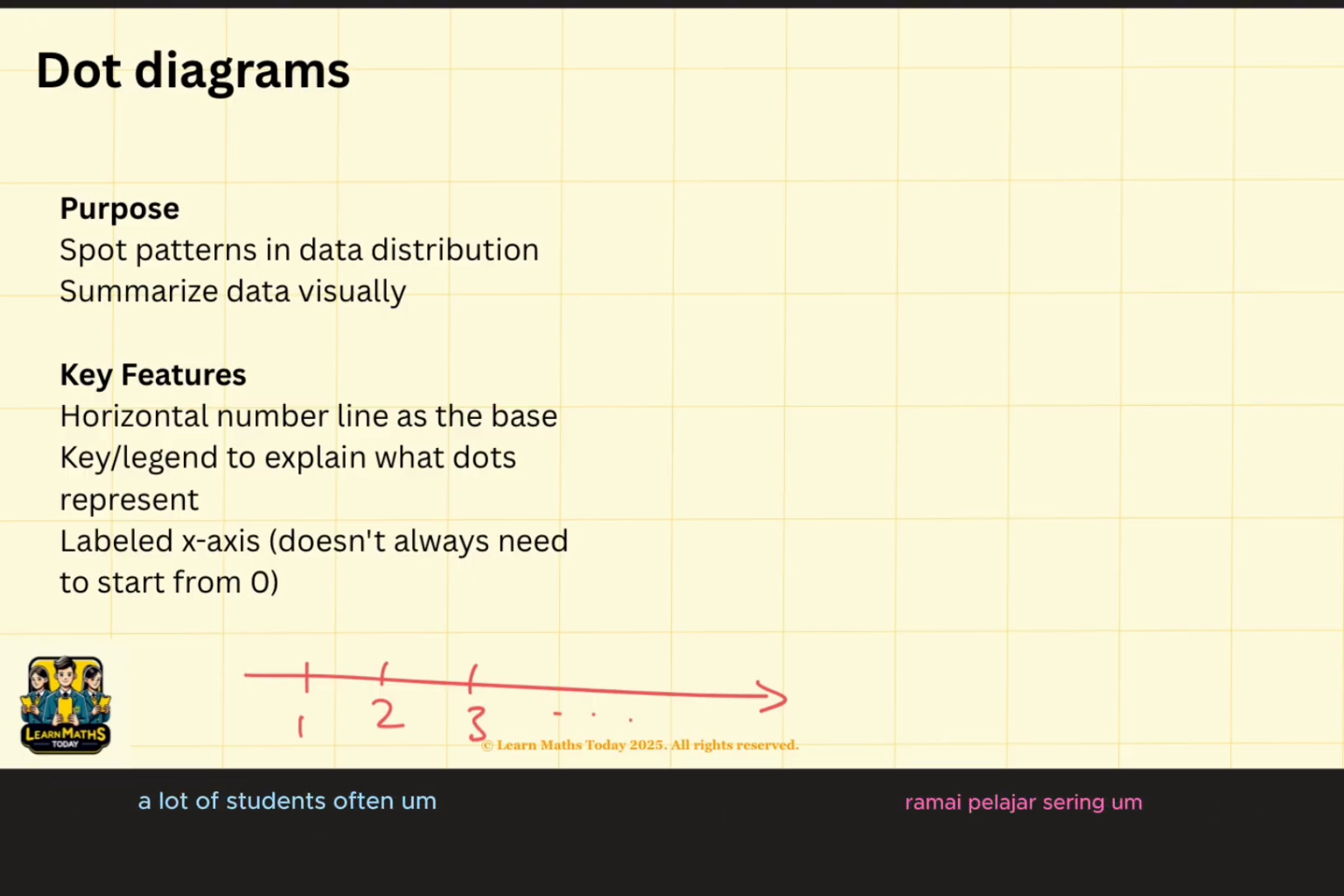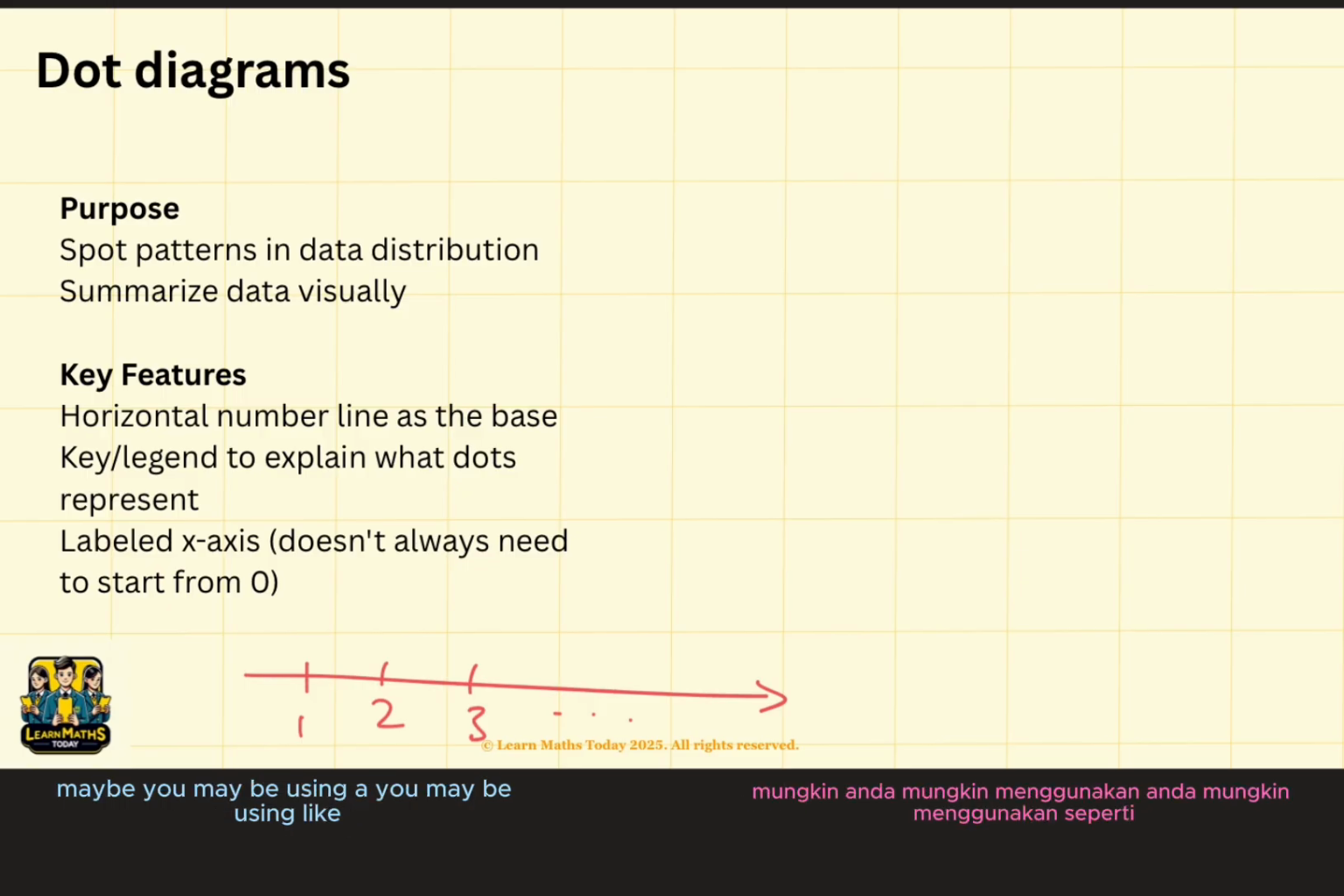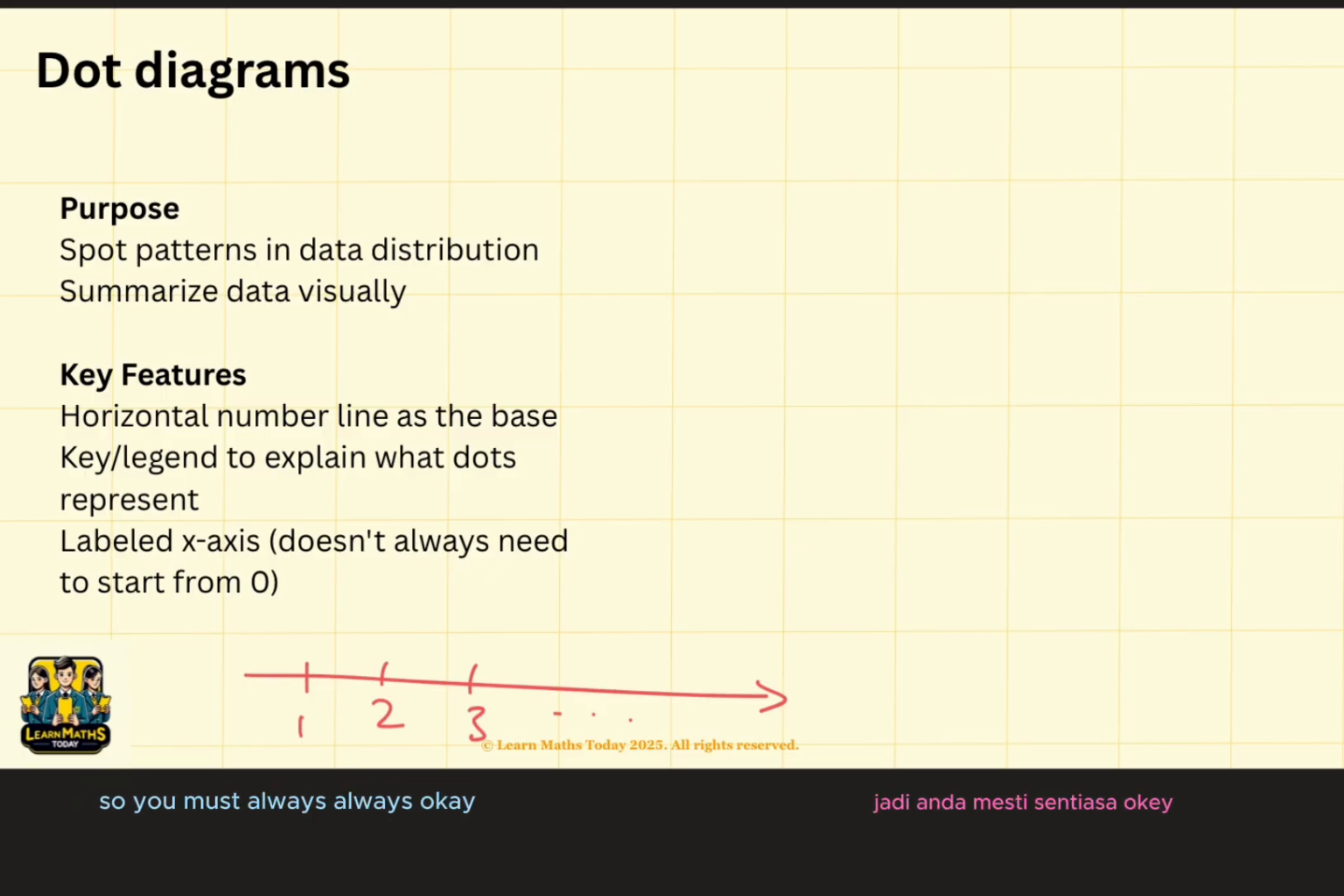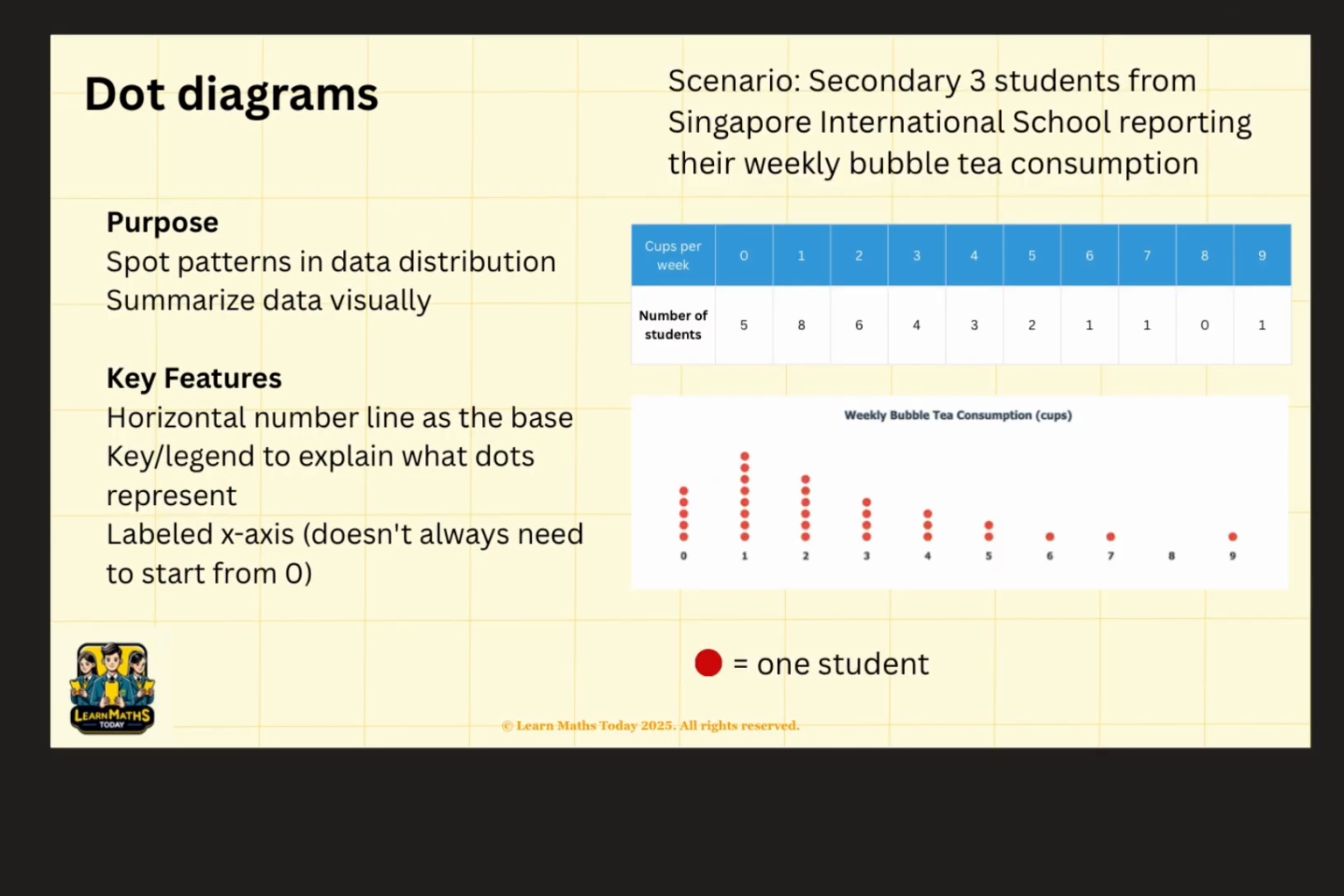A lot of students often leave it out because they just forget to draw or write them at the end. But remember, these keys and legends are very important for the examiner to know what symbols you are using. Maybe you're using different symbols, and the symbols may represent different things. So you must always tell the examiner what the dots actually mean. Then we have a labelled x-axis that doesn't always need to start from 0, so you can start from 1.